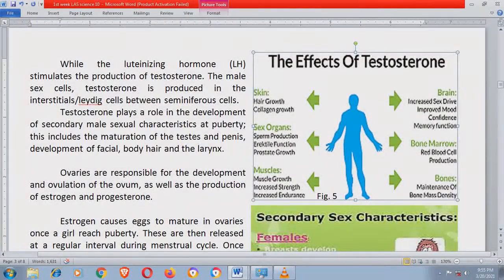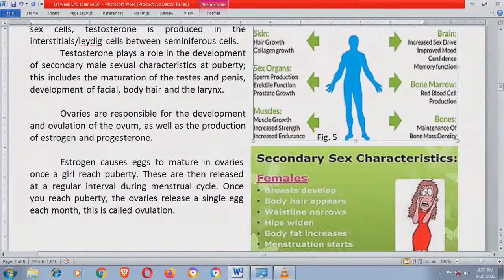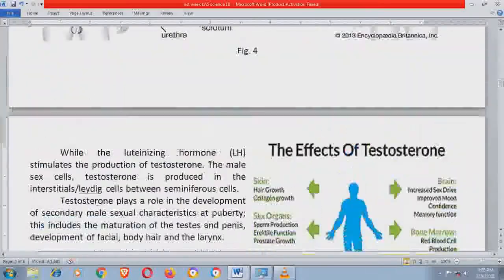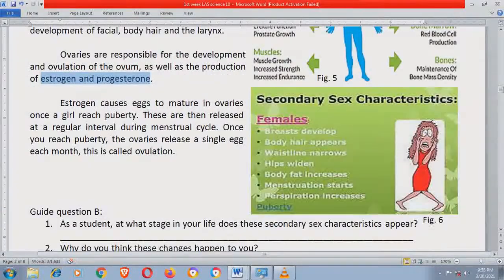Ovaries are responsible for the development and ovulation of the ovum, as well as the production of estrogen and progesterone. Estrogen causes eggs to mature in ovaries. Once a girl reaches puberty, these are then released at a regular interval during the menstrual cycle. Once you reach puberty, the ovaries release a single egg each month. This is called ovulation. So, ang pagpo-produce naman, ang pagpapalabas naman ng estrogen and progesterone sa ovary ng mga babae ay dahil pa rin sa luteinizing hormone. Okay? And the follicle stimulating hormone. Dalawa kasi yan, FSH and LH.